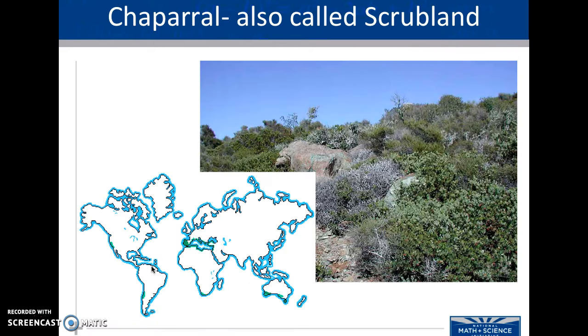The chaparral, also called the scrubland, this is very limited. As you can see on the map, there are very small green areas where we see the chaparral. This is kind of the borderlands of the desert. We see slightly more rain in these areas.